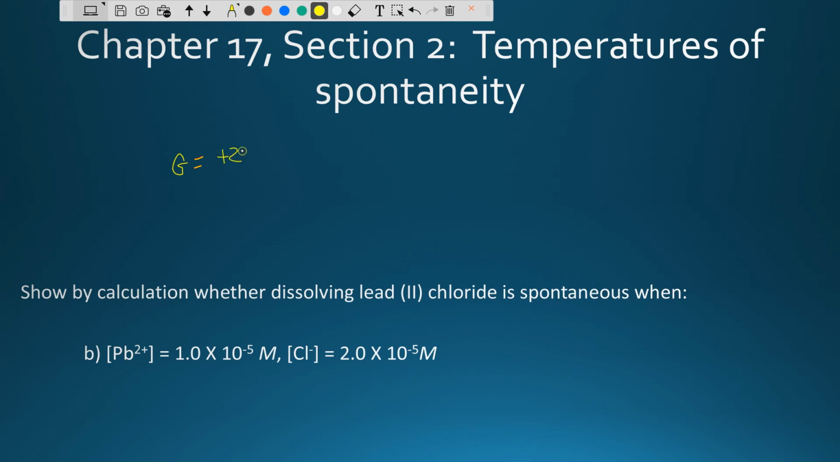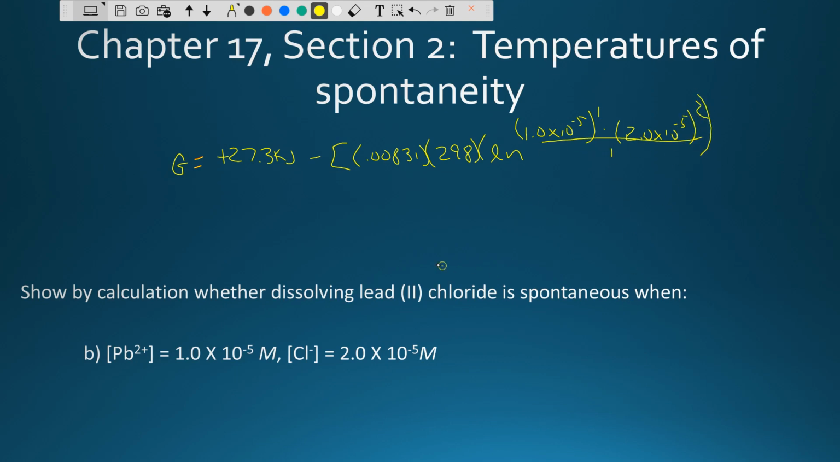I had plus 27.3 kilojoules minus 0.00831 times my temperature of 298 times the natural log of 1.0 times 10 to the negative 5th to the first power times my 2.0 times 10 to the negative 5th squared. And again, that's going to be over 1. And so I'll end up with my G value is going to be a negative 54.8 kilojoules.